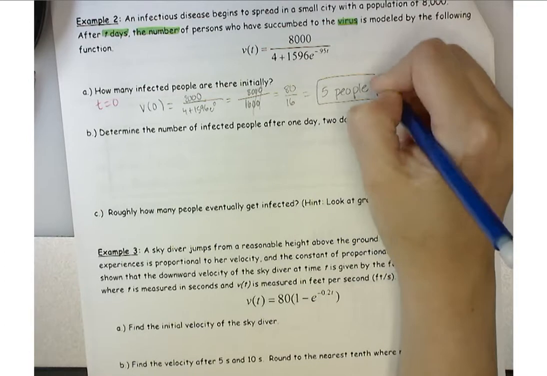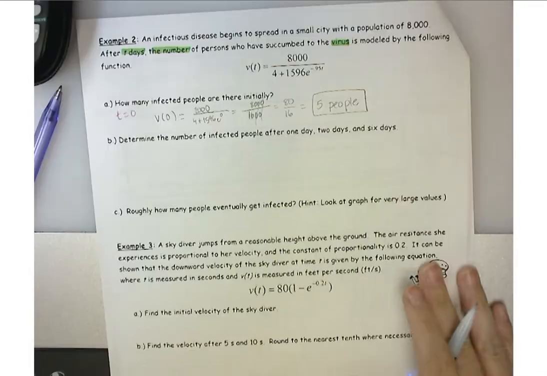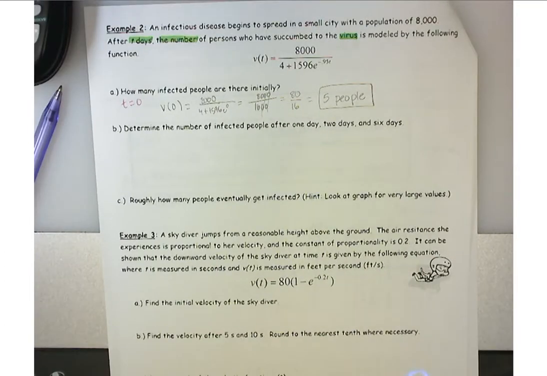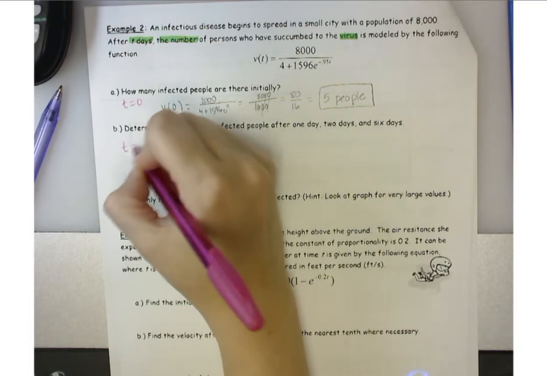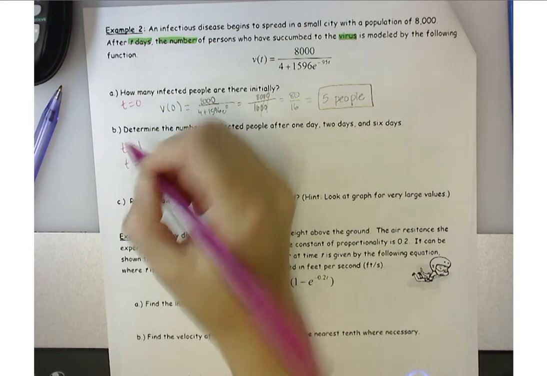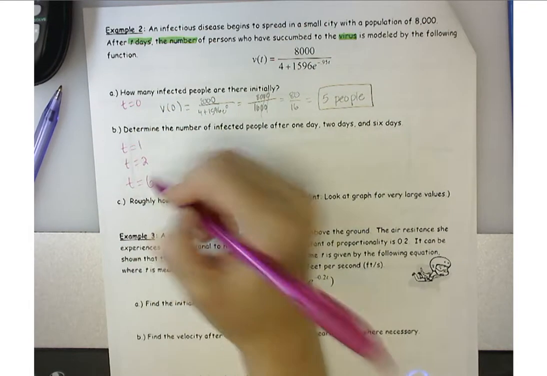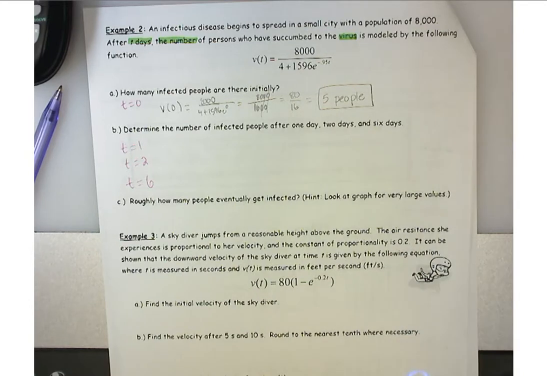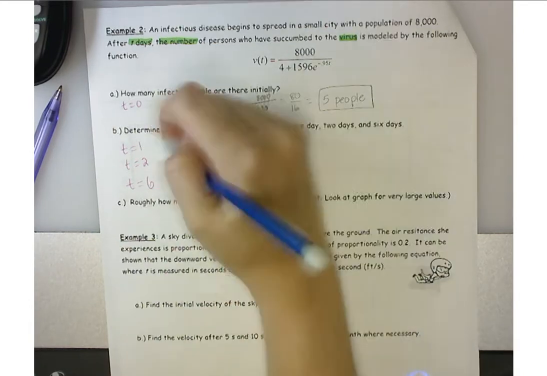Okay, so initially there were 5 people that were infected. Now what we're going to do is figure out how many infected people there are after 1 day, 2 days, 6 days. And I'm going to show you how to do this quickly with your graphing calculator, instead of plugging it in over and over and over again.